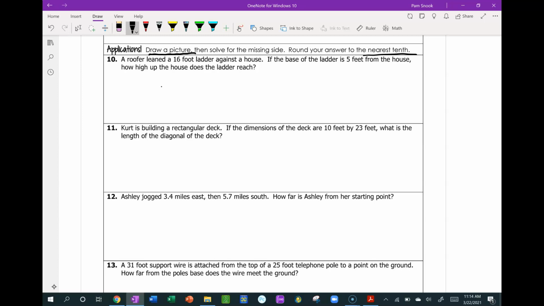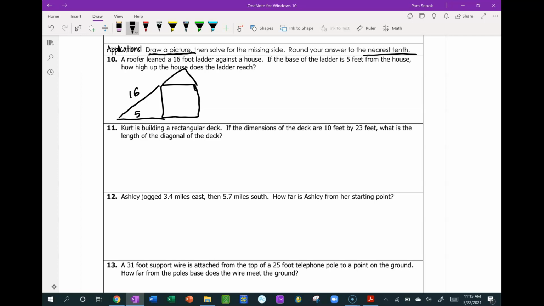So, okay, I'm going to draw a house. Here's my house. There's its A-frame for the roof. We have a ladder. So there's my ladder. And the length of the ladder is 16 feet. So also when you draw your pictures, label. The base of the ladder is 5 feet from the house. So this part is 5 feet.